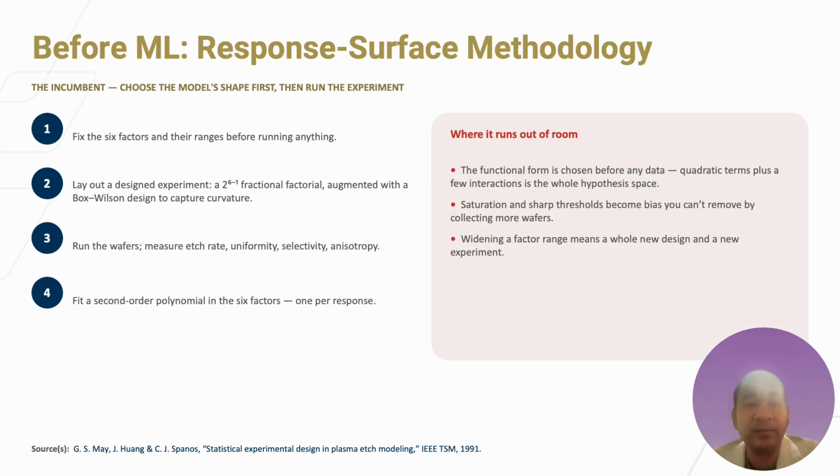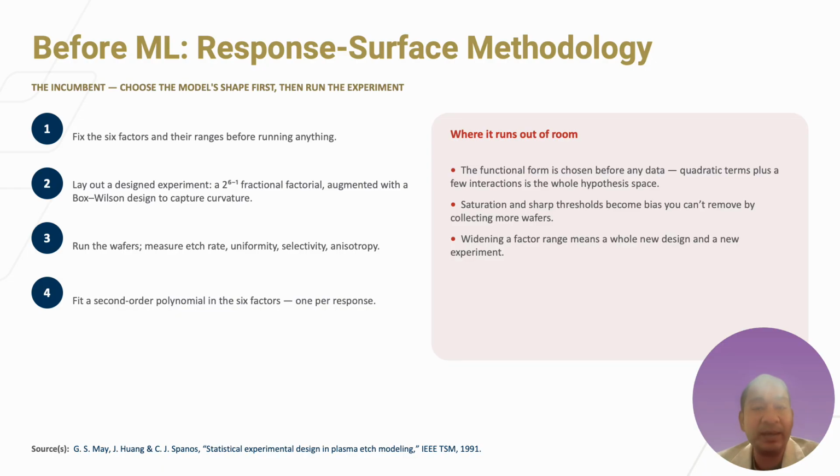First, how this was done before machine learning, with a method called response surface methodology. The workflow is disciplined. You fix your knobs and their ranges, lay out a designed set of experiments to cover them efficiently, run those wafers, and then fit a simple polynomial, basically a smooth curved surface, to the results. It works, and it gives you real understanding of the process.